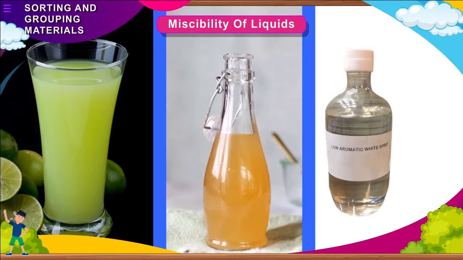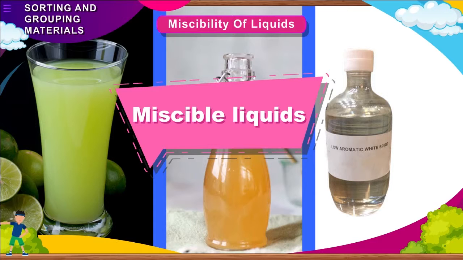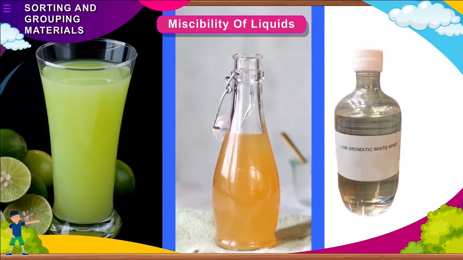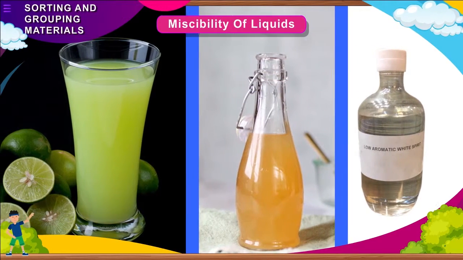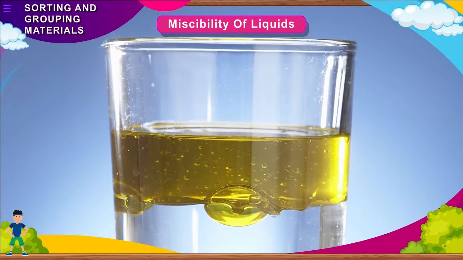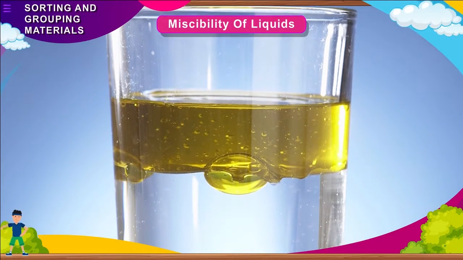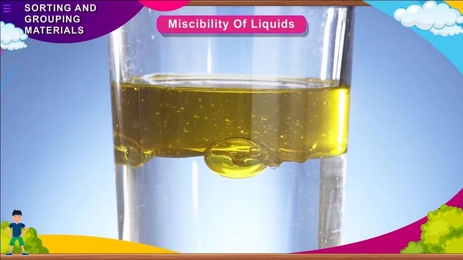Miscibility of liquids. Liquids like lime juice, vinegar, spirit, and so on, which mix well with water, are called miscible liquids. And the property of the liquid to mix with water is called miscibility. Liquids that form a separate layer and do not mix with water are called immiscible liquids.